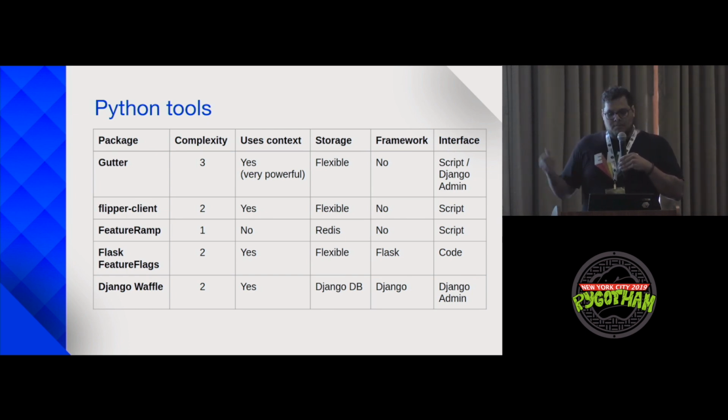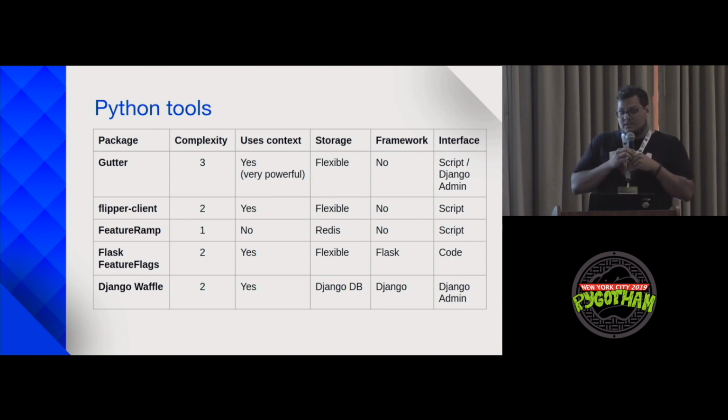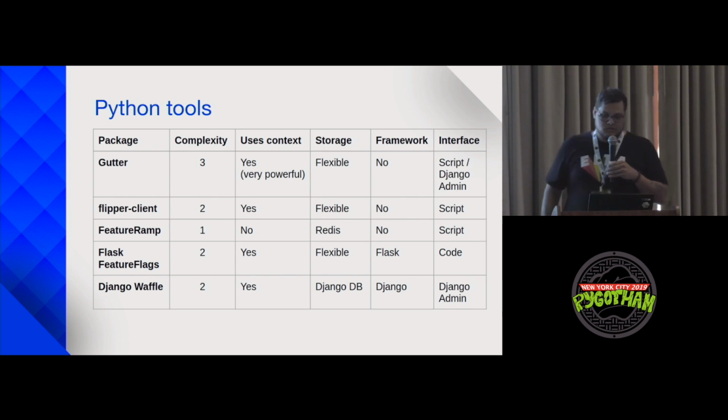Another option is FeatureHemp. It's very simple, very simple. It's not flexible on storage. You have to use Redis for storing the flags, but it's really easy to start using it, so you don't have to read a lot of documentation to understand how it works. And there are specific ones for frameworks. There's Flask feature flags, which is flexible on storage, but you need to change the flag values through code. So it's very simple too.